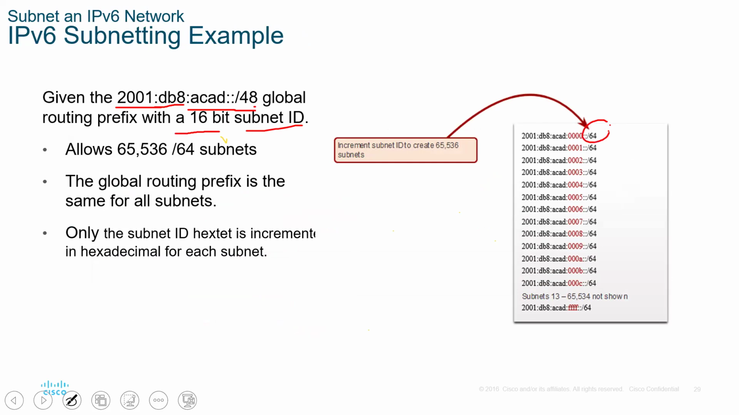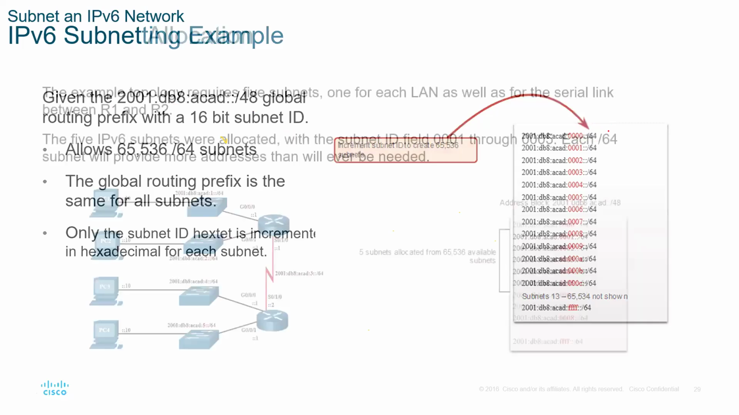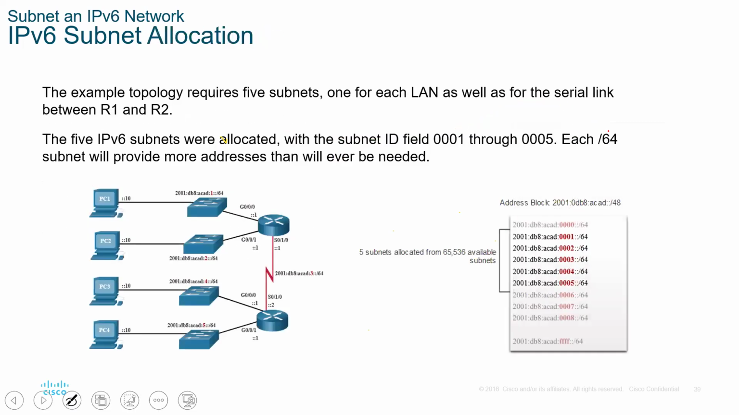So that will now allow about 65,536 different /64 subnets. All right, so that is it for that one.